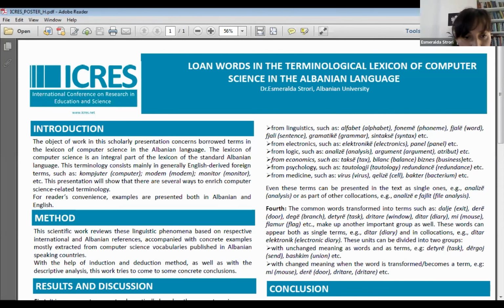Method. The scientific work reviews this linguistic phenomenon based on respective international and Albanian references, accompanied with concrete examples, mostly extracted from computer science vocabularies published in Albanian-speaking countries. With the help of induction and deduction methods, as well as a descriptive analysis, this work tries to come to some concrete conclusions.